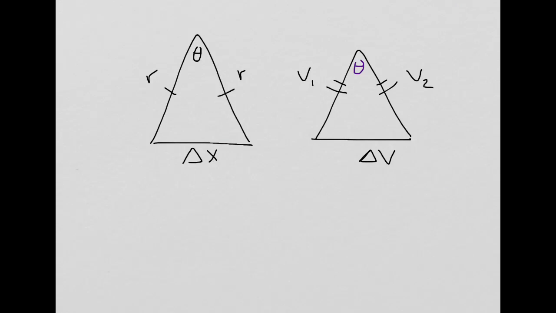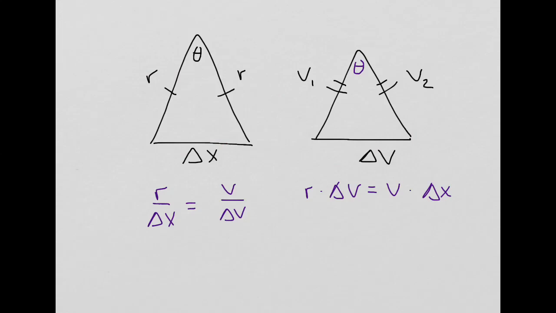So from here I can write a similarity statement because these are similar triangles. So I can say that R over delta x is equal to V1, but really V1 and V2 are equals. I'm just going to call it V over delta V. So I'm saying that this over this is equal to this over that. Alright. Now I'm going to cross multiply. So I get R times delta V is equal to V times delta x.